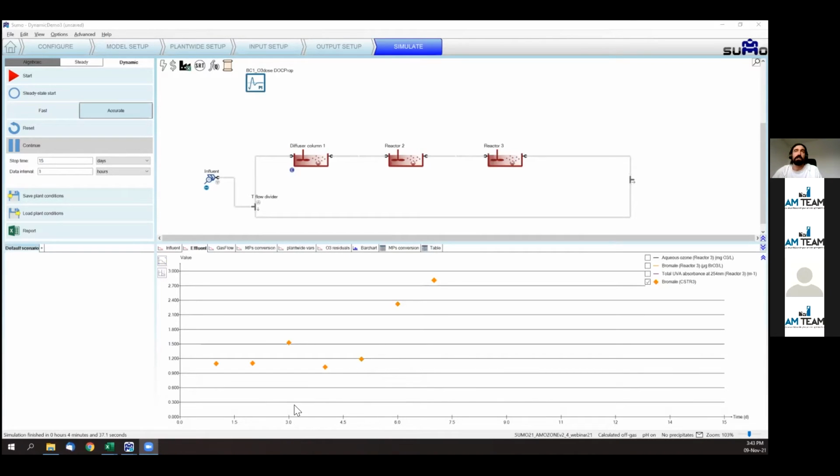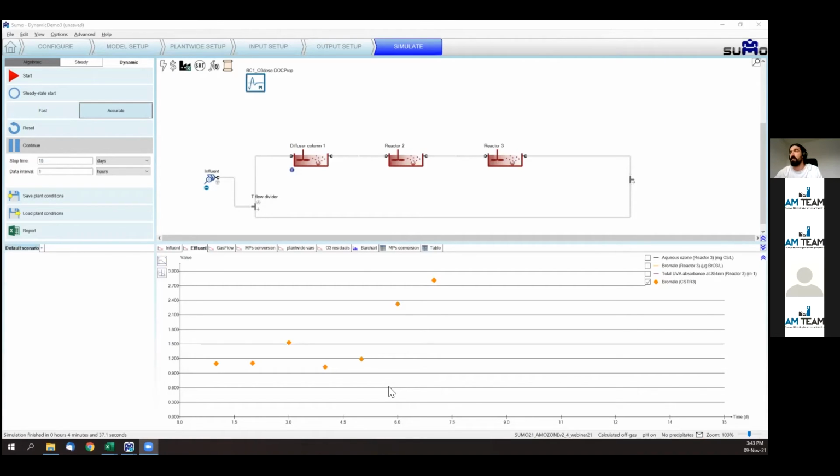So, but the question is, what happens in between these days? Are we missing peaks? Are these composite samples? Are these grab samples? It's difficult to say because in the meanwhile, between one point and another, all kinds of dynamics in the plant will go on.